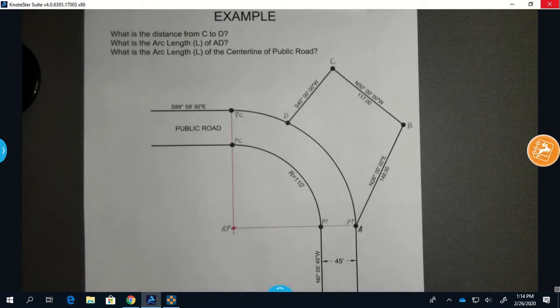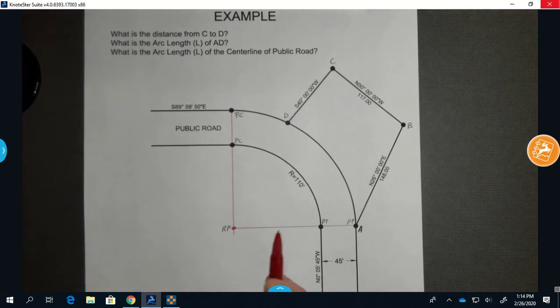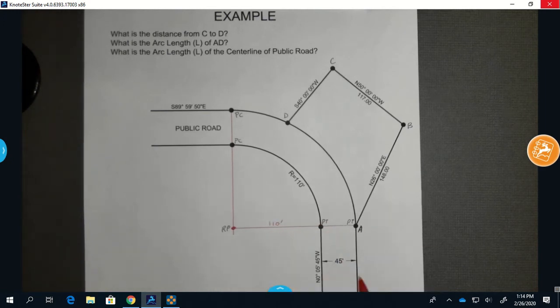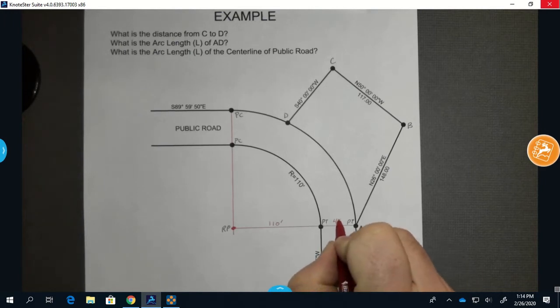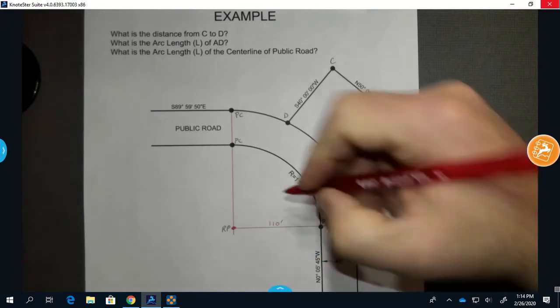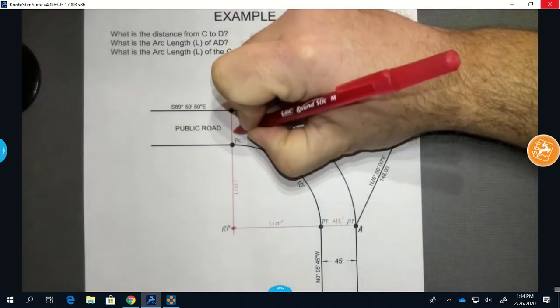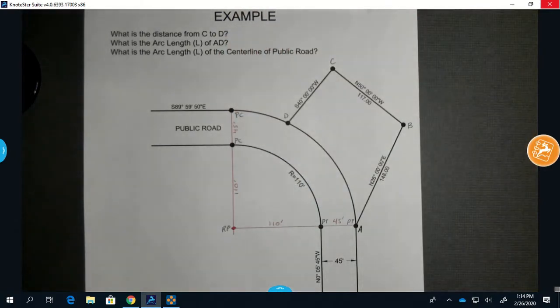Now, there's a few things here that we want to make sure we do before we solve for these. It looks like there's a radius of 110 feet here. So my radius on the inside is 110 feet. And it looks like between the two PTs, it's 45 feet. Okay, so I can do that here too. 110 feet and 45 feet. So I'm labeling all the stuff I know at this point.